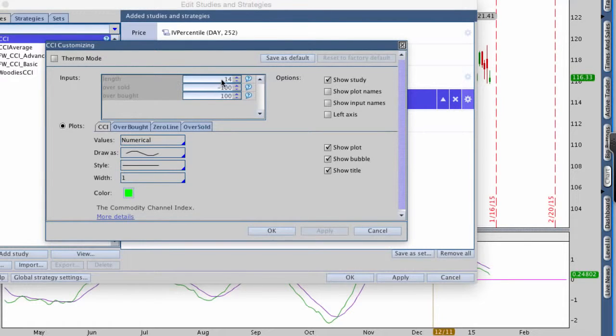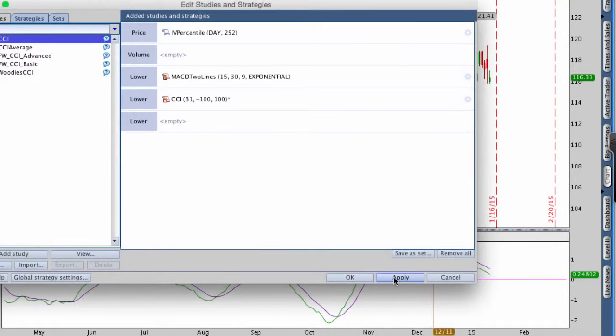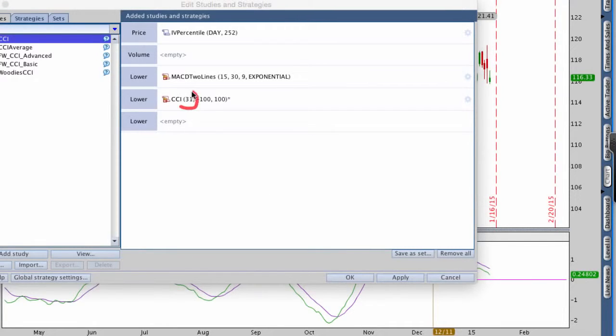The length of CCI is similar to MACD in that it judges time frames in the past. It's currently set at 14, and we're going to widen this out to 31. And what that does by widening it out to 31 is it takes in more data and gives us a smoother transition. So if you have a 14-day setting on your CCI, you're going to get a lot of signals because it's based on data going back about 14 days.